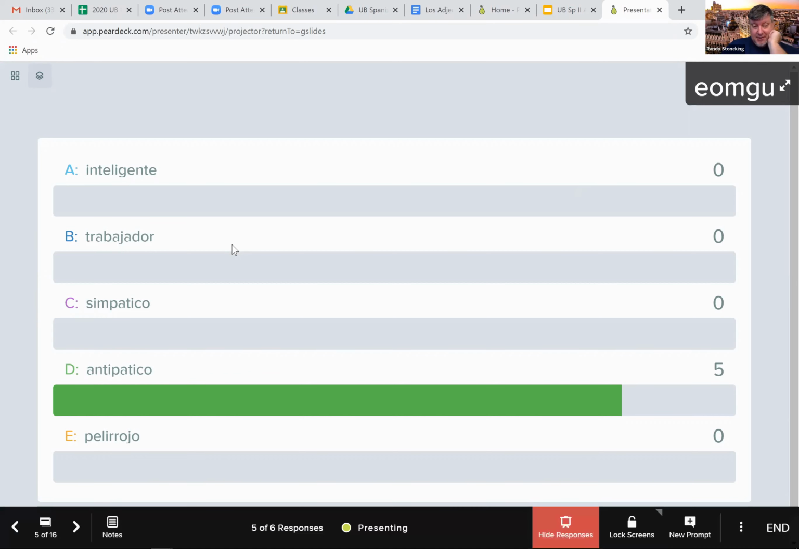So the word for nice is C, simpático, and D is antipático. It's literally the opposite of nice. That's how we say mean in Spanish. So simpático and antipático.